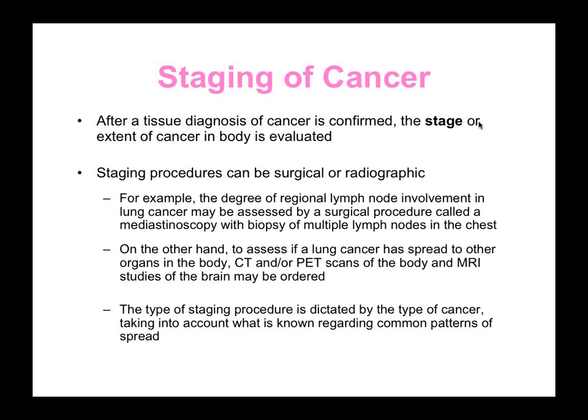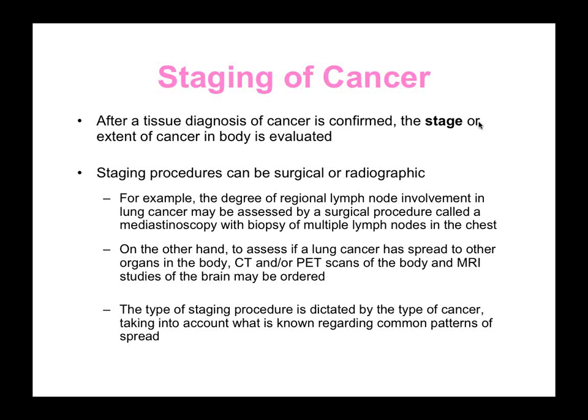And so if you think about an example of lung cancer, there may be a situation where a patient has a mass detected in the lung. It gets biopsied and it shows a cancer of the lung. And one of the questions is always, well, did it spread to the lymph nodes in the chest or not? And so sometimes this degree of regional lymph node involvement may be assessed with a surgical procedure called a mediastinoscopy, where the surgeon will go in with a camera, look around the lymph nodes, and sample multiple lymph nodes in the chest. And that's done for staging.